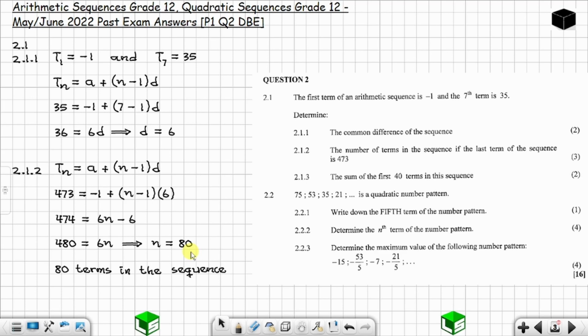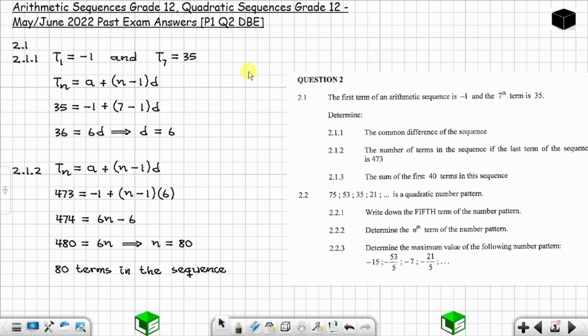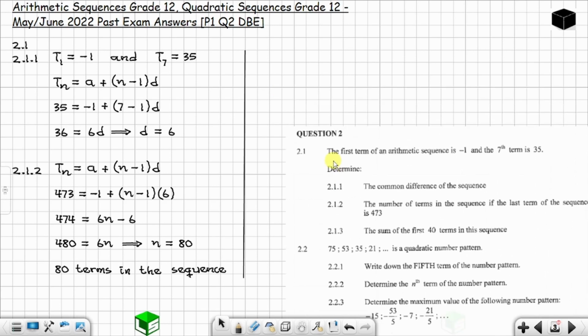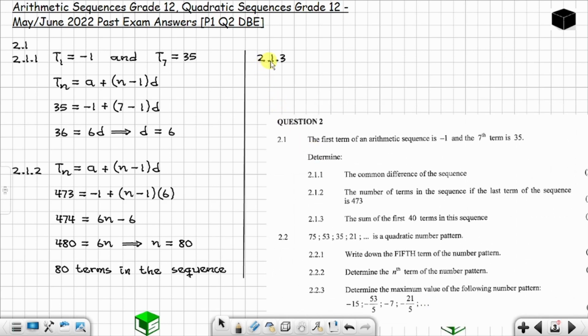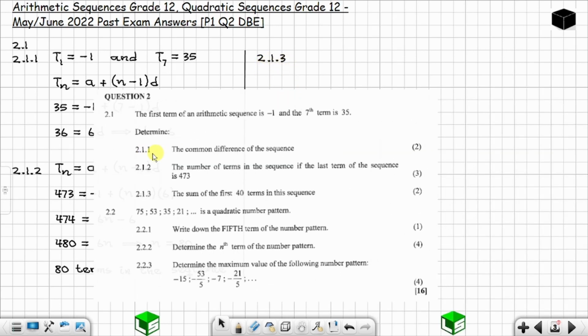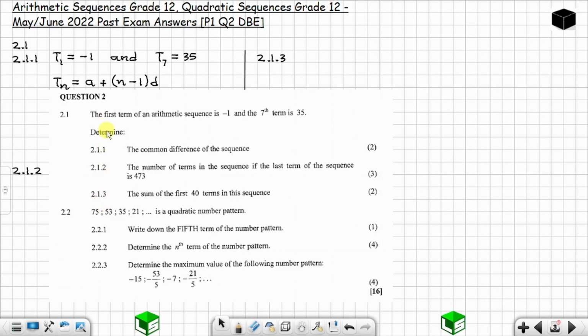Okay, let's do the next question, which is 2.1.3. Let me make a line here, and I'm going to do my 2.1.3 here. Now the question is, determine the sum of the first 40 terms in this sequence. You need to determine the sum of the first 40 terms in the sequence. Okay, the question is 2 marks.